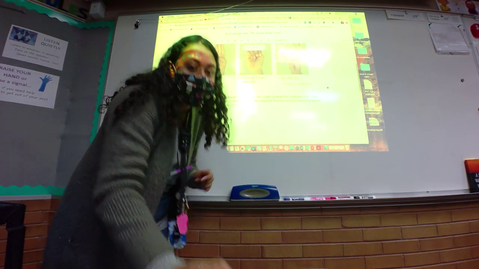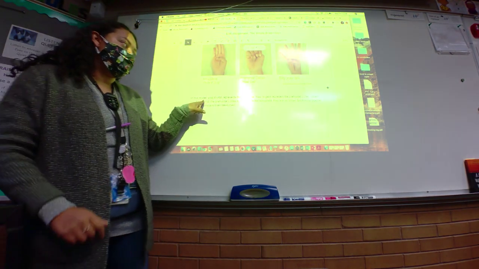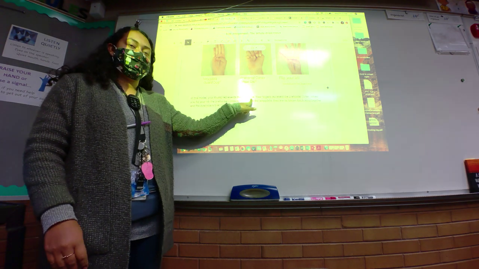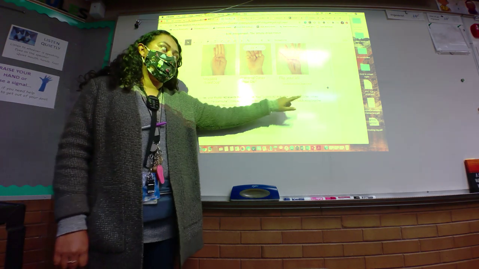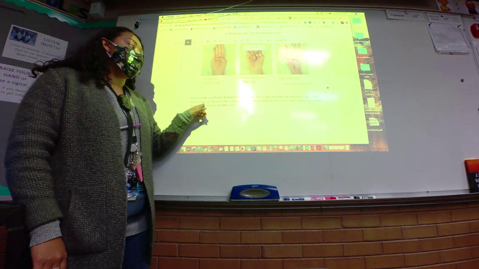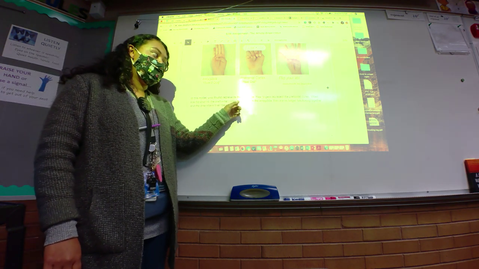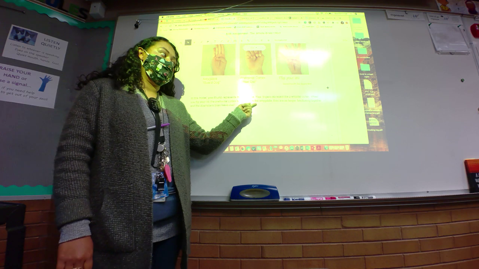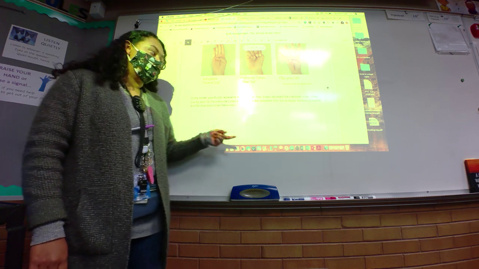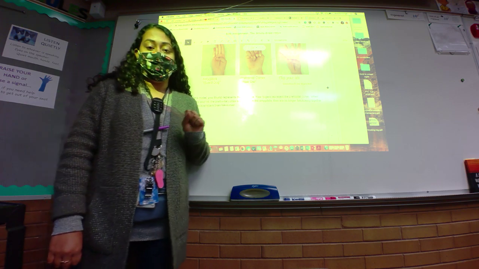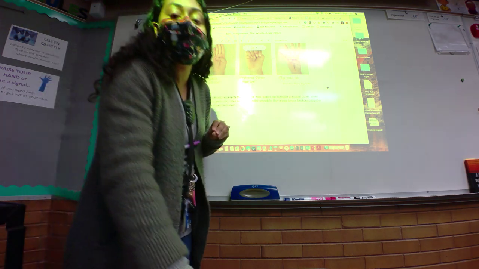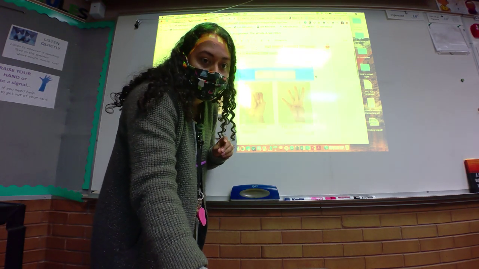So let's read the bottom down here. In this model, your thumb represents the amygdala. Your fingers represent the prefrontal cortex. When you flip your lid, the prefrontal cortex is cut off from the amygdala, and they are no longer functioning together, and the downstairs brain takes over. Okay, so we're going to learn a little bit more about the downstairs brain in a little bit.